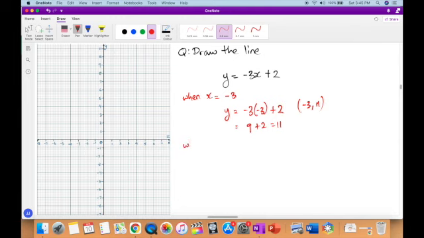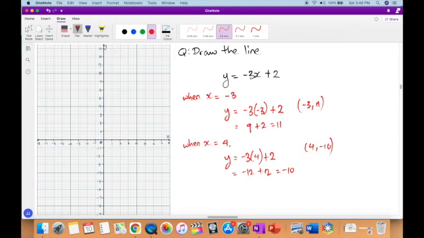The second point, when x is equal to, let's choose 4, positive 4. So therefore y is equal to -3 times positive 4 plus 2. Just 4 3s are -12 plus 2, which is -10. So now I have this other point, 4, -10.